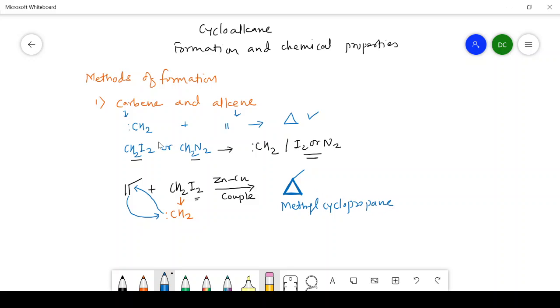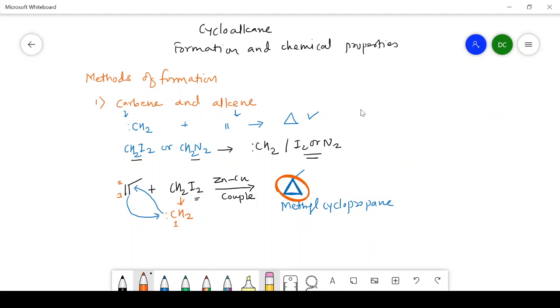So this method is specifically used for the preparation of cyclopropane derivatives. Look at the structure or look at the reaction. This is the one carbon, then these are the second and third carbon, and these three carbons undergo a cycloaddition reaction. That's why we are getting here a cyclopropane derivative. In this way, the carbene and alkene undergo reaction to form cyclopropane derivatives.